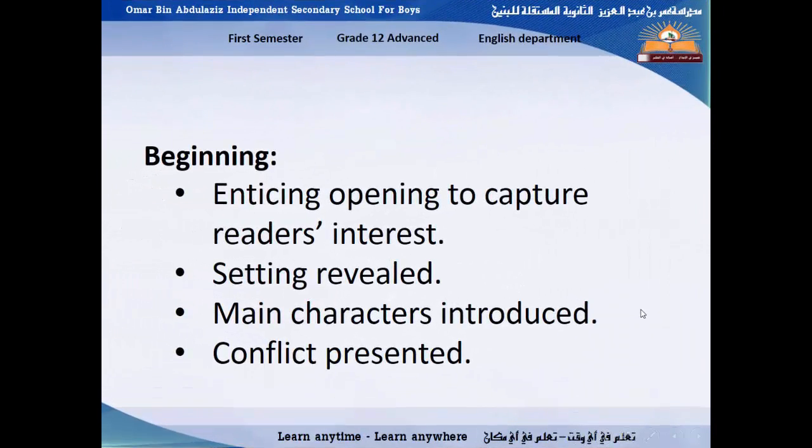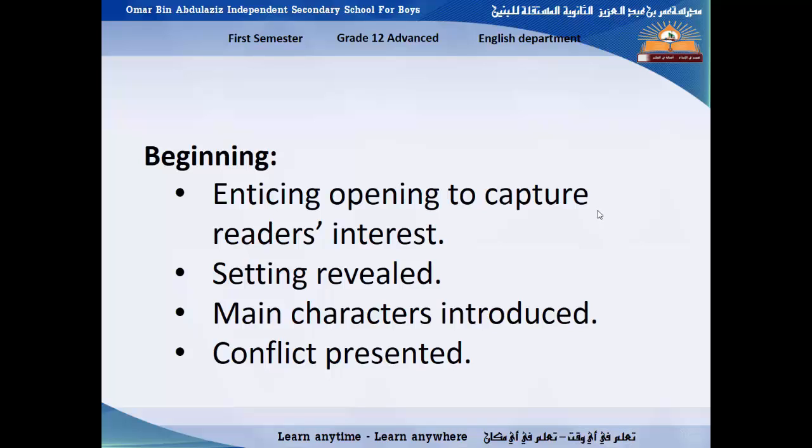Now let's start with an enticing opening to capture the reader's attention or interest. When you start writing a story, you can't just start writing right away. You have to start your story or narrative with an interesting and exciting sentence that will attract the reader's attention. You have to reveal the setting of the story, and we are going to talk about this later.